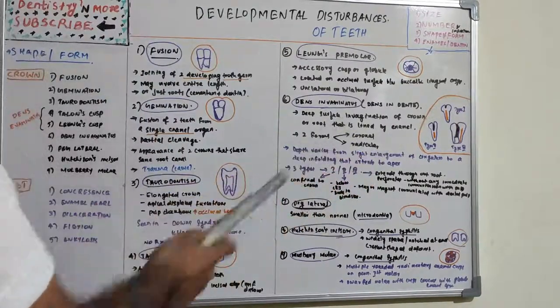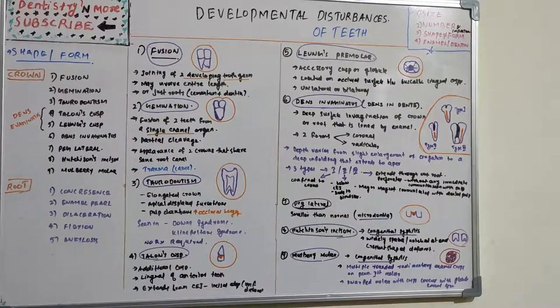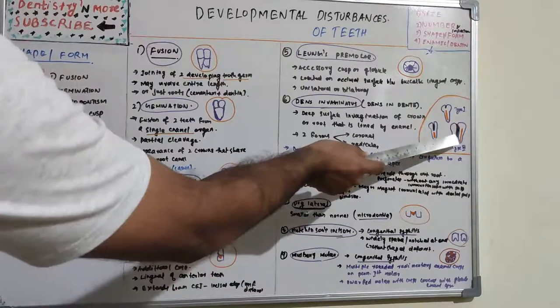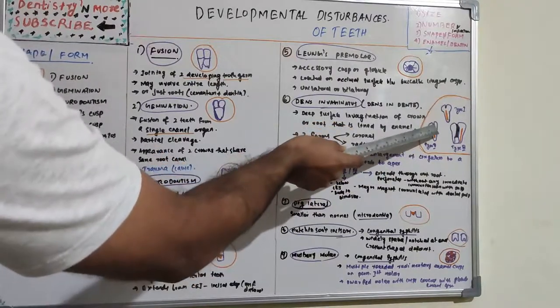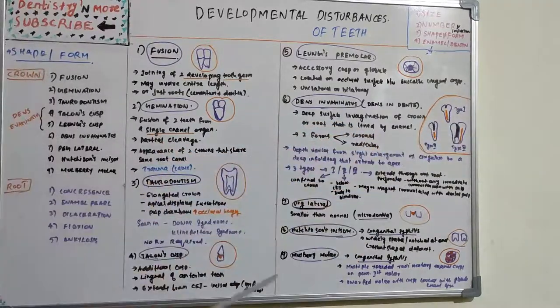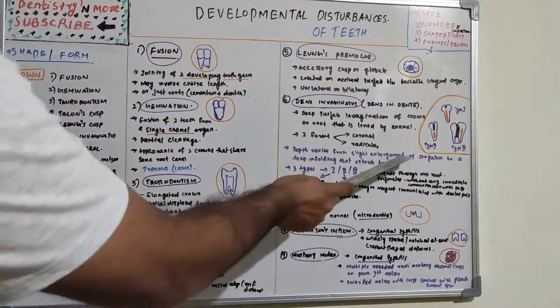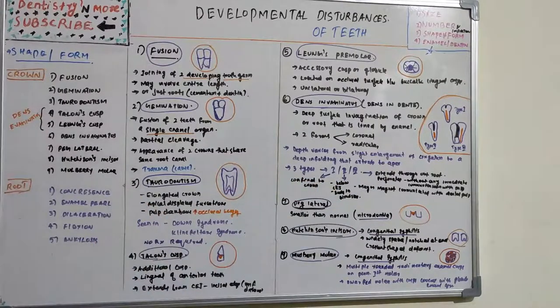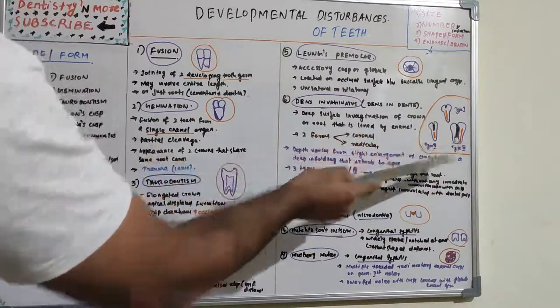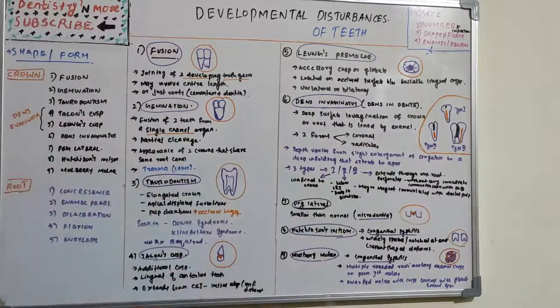We have two forms, coronal and radicular. This deep surface invagination of the crown or root will be lined by enamel. This is type 1, type 2, type 3, or also coronal and radicular. The depth varies from slight enlargement of the cingulum to a deep infolding that extends up to the apex. Type 1 is confined to the crown, and type 3 extends all the way to the apex. So we have three types, type 1, type 2 and type 3.